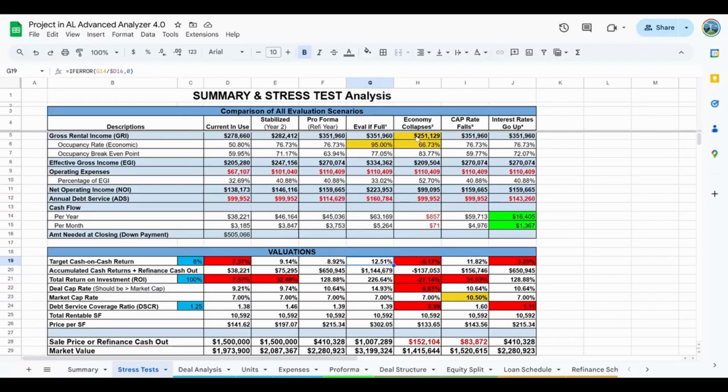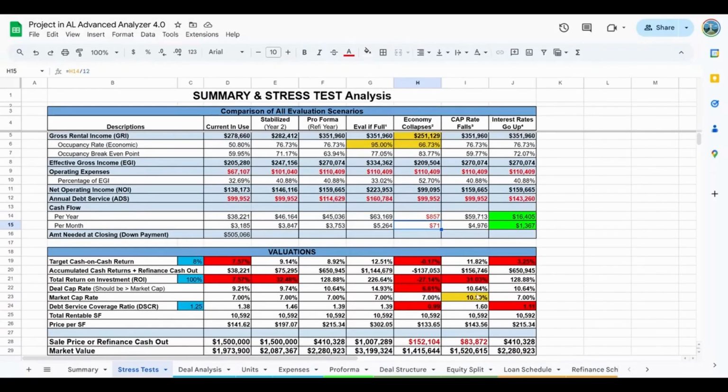Now, when the economy collapses, our gross rental income will come down and our occupancy rate will come down. So here you see we have a negative cash flow. And if we did refinance, we would have to pay at closing. So in this scenario, we will not refinance. Our debt service will stay the same, but we will still be losing money on a month-by-month basis.